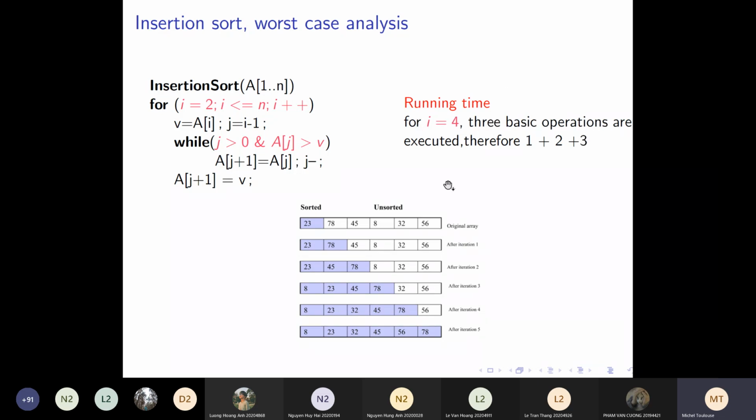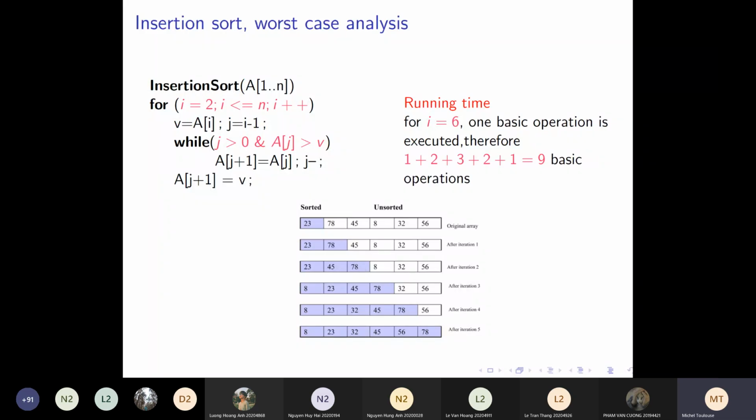So when i is equal to 4, 1, 2, 3, 4, it is 8. So first compare 8 with 78, 1, 8 with 45, 2, 8 with 23, 3. It's in the right position. And then 1 iteration to detect that the conditions of the while loop are no longer satisfied. So we need to do 1, 2, 3. I thought it would be 4. Maybe there's a mistake here. Let me make sure. 1, 2, 3, 4. I think it's 4 here. And when i equal to 5, it does 3 iterations, etc.